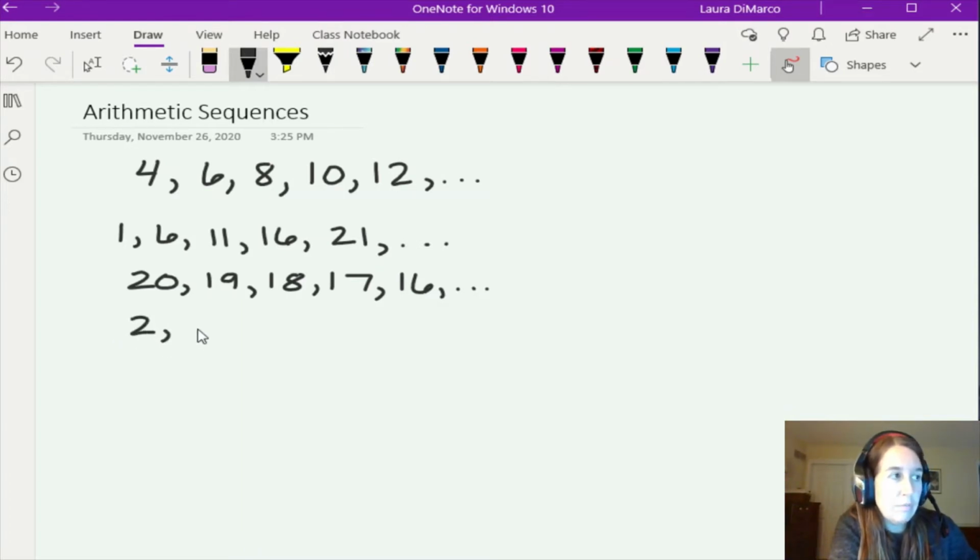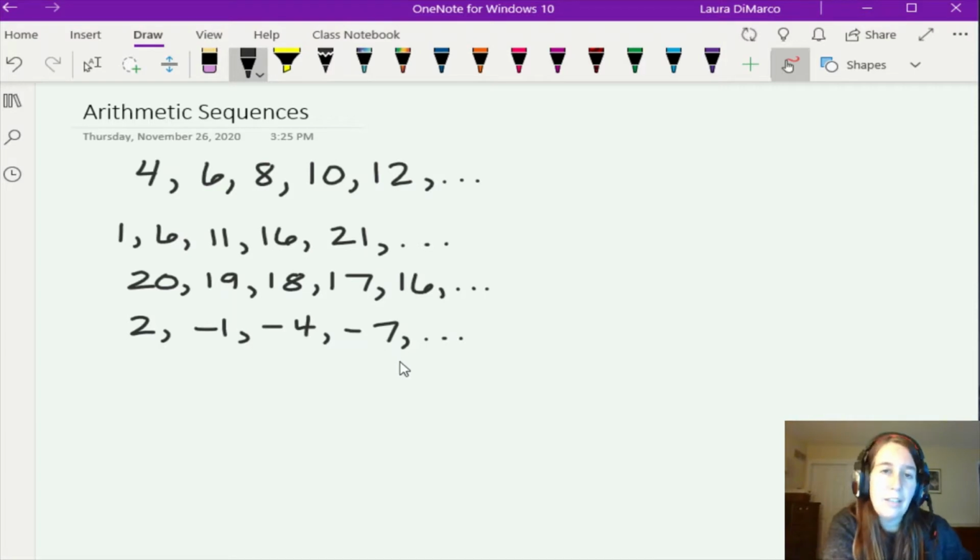2, -1, -4, -7, and so on. Okay? Now try to see a pattern in these different sequences. What are we doing each time in order to get the next number, right? And if you can see what we're doing, and doing the same thing each time, hopefully, because I just made those numbers up real quick, then you'll know what an arithmetic sequence is.